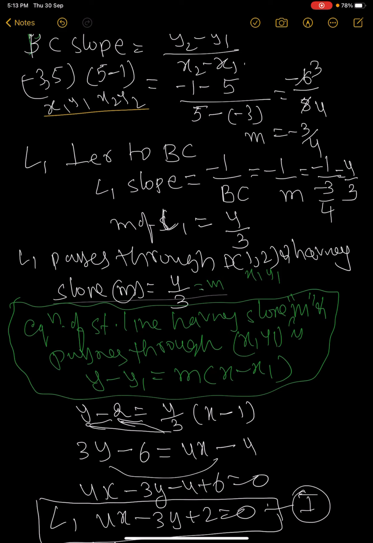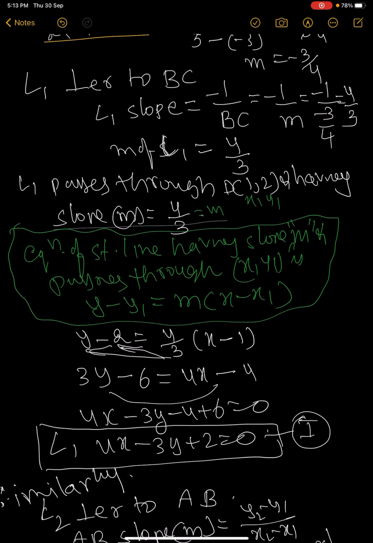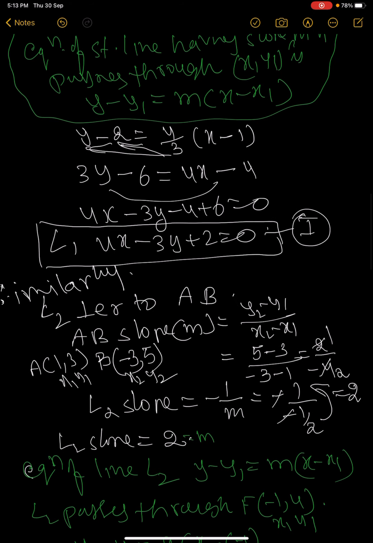Here L1 has (x1, y1) as (1, 2) and m as 4/3. You substitute the values: y minus 2 is equal to 4/3 into (x minus 1). So 3y minus 6 is equal to 4 into x, 4x minus 4. Then 4x minus 3y minus 4 plus 6 is equal to 0. So L1 is 4x minus 3y plus 2 is equal to 0. This is the L1 equation.